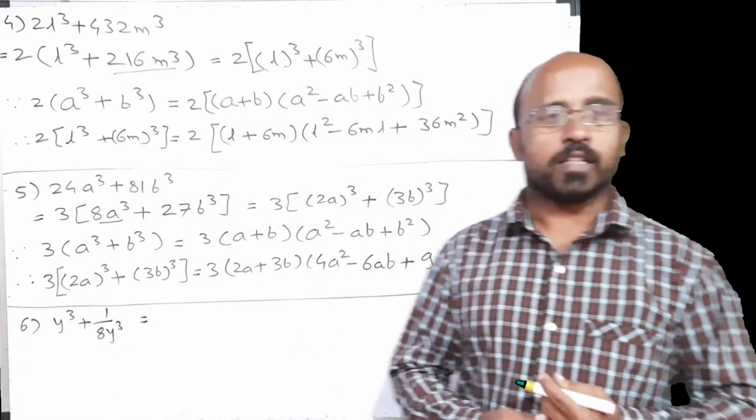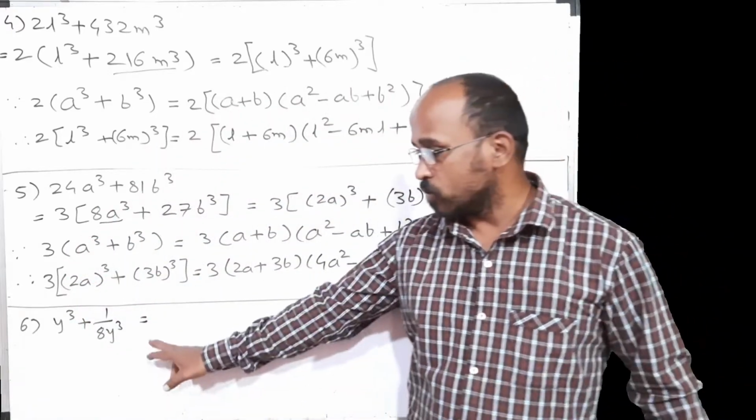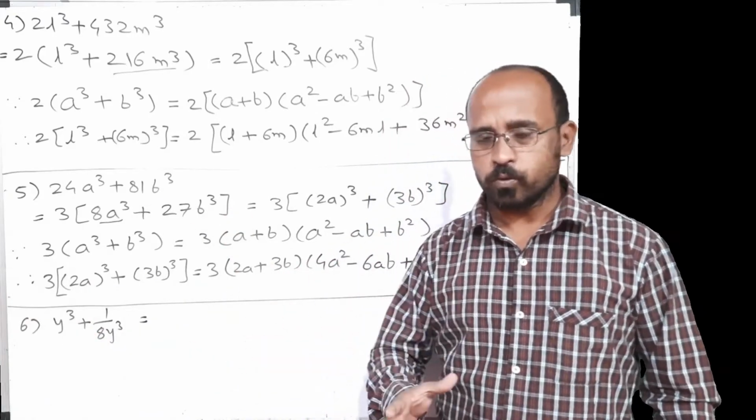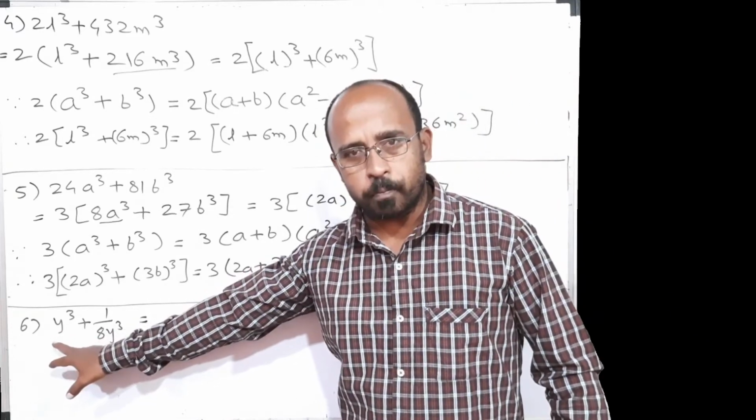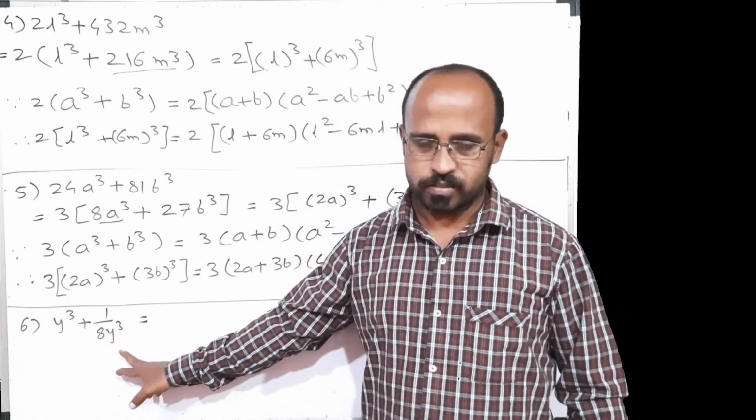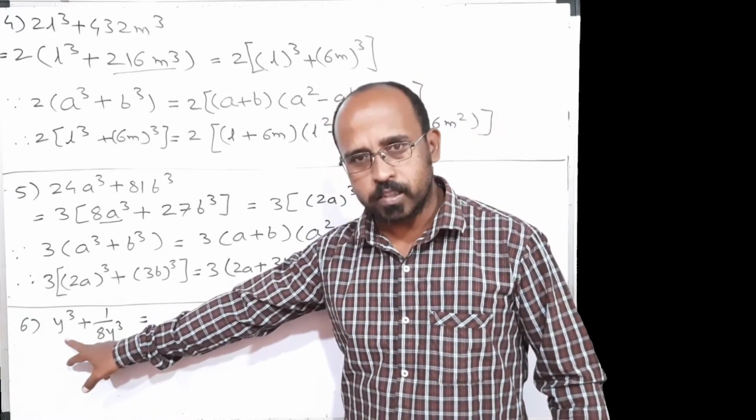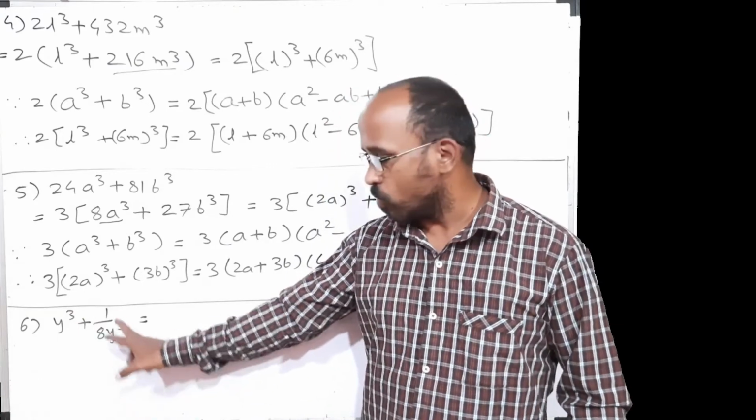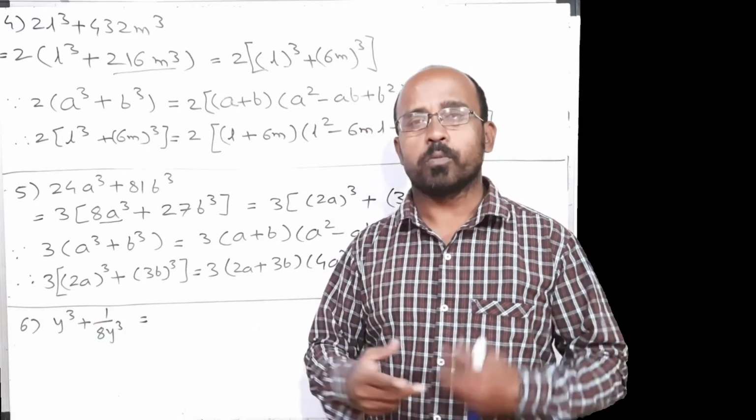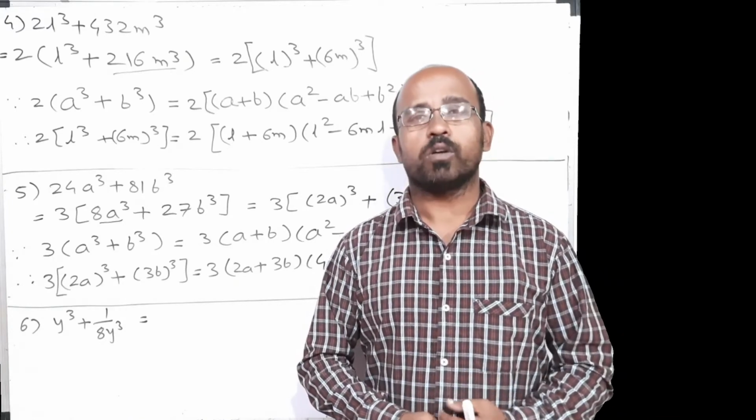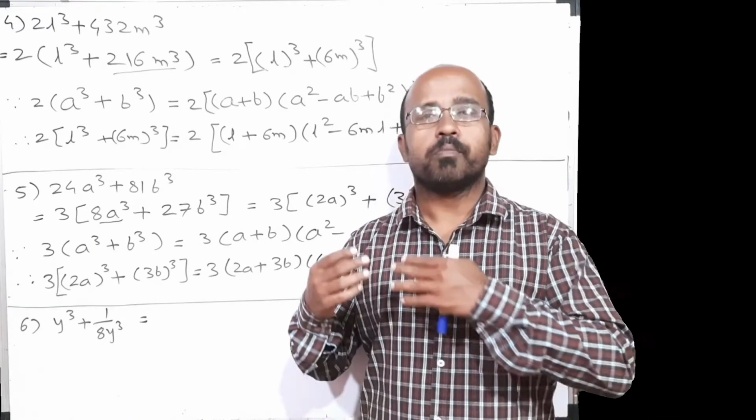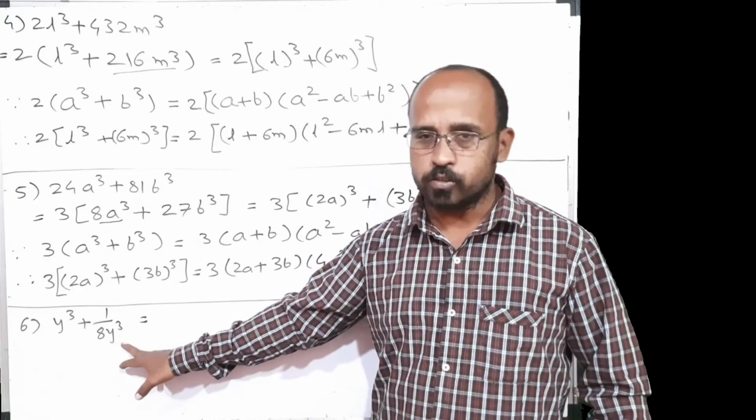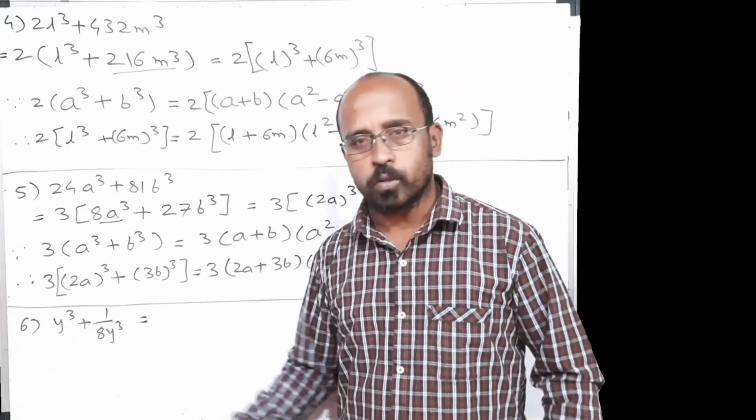which is equal to, once again students, we know we can use the formula of a cube plus b cube, first thing. Second thing, to use the formula, what we have to do? We have to find out the cube root of the first term as well as the cube root of the second term. First term, is it a perfect cube? Yes, y cube, its cube root is y. Second term, 1 upon 8y cube. To find out the cube root of a fraction, what we have to do? We have to find out the cube root of numerator and denominator separately. Cube root of 1 is 1, cube root of 8y cube is also possible. So finding out the cube root of both of the numbers is possible.